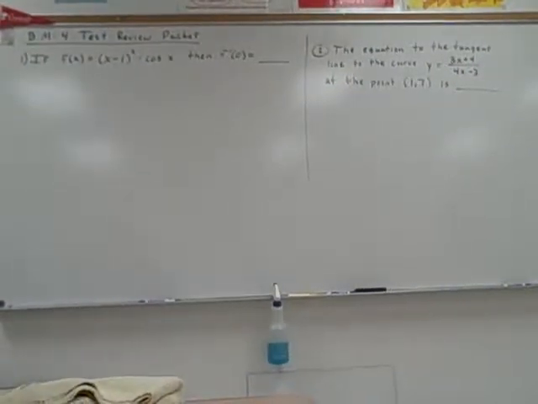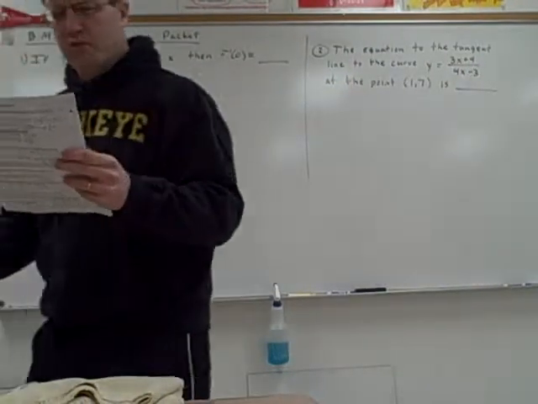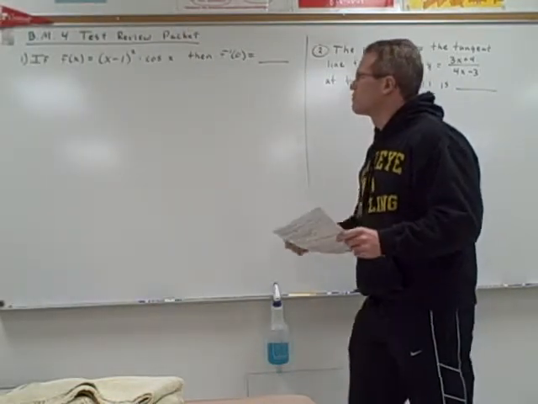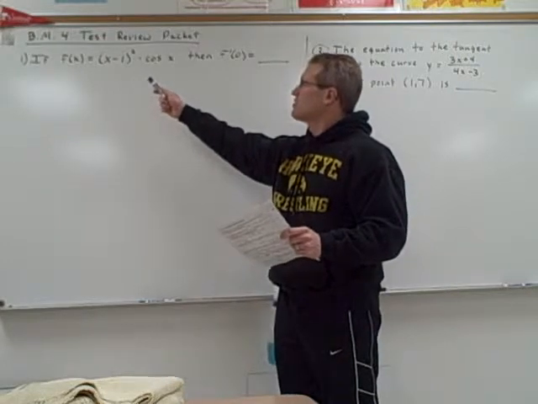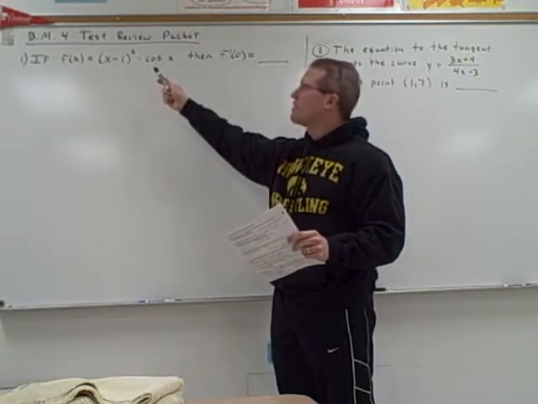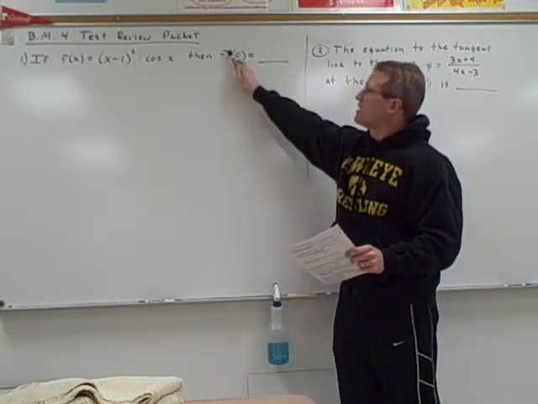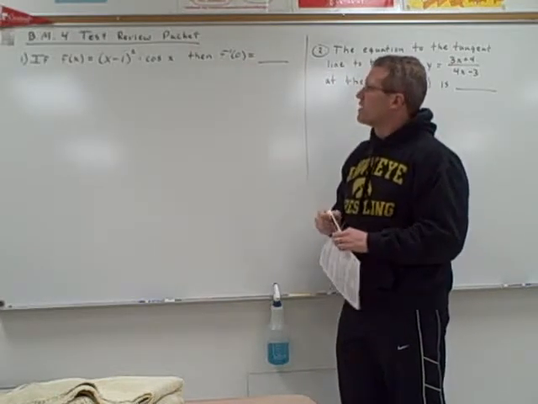Alright, in this video I'm going to show the first couple solutions on the Chapter 4 test review packet. So the first problem is here. If f of x equals the quantity x minus 1 squared times cosine of x, then f prime of 0 equals blank. So we need to find the derivative and then plug in 0.